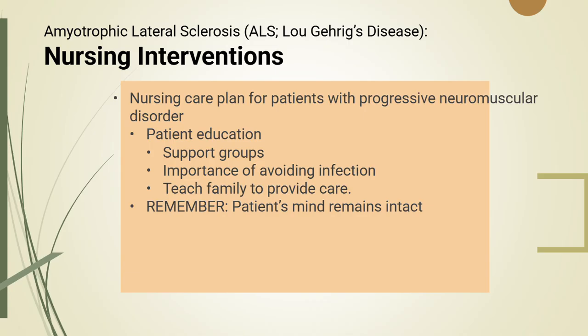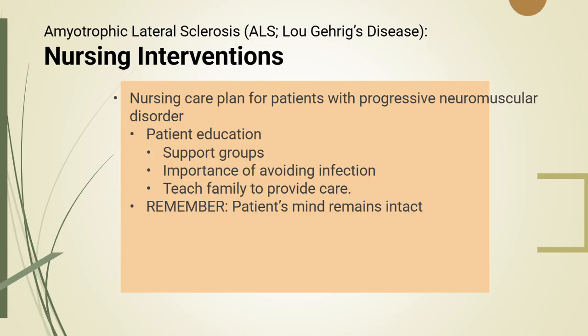Reinforcement of patient and family education is a major component of nursing care. We reinforce the information provided by the healthcare provider in simple, understandable terms, and we help the patient and family anticipate changes in function. Support groups can play a powerful role during this process by offering emotional support, coping skills, and connection with others living with amyotrophic lateral sclerosis.